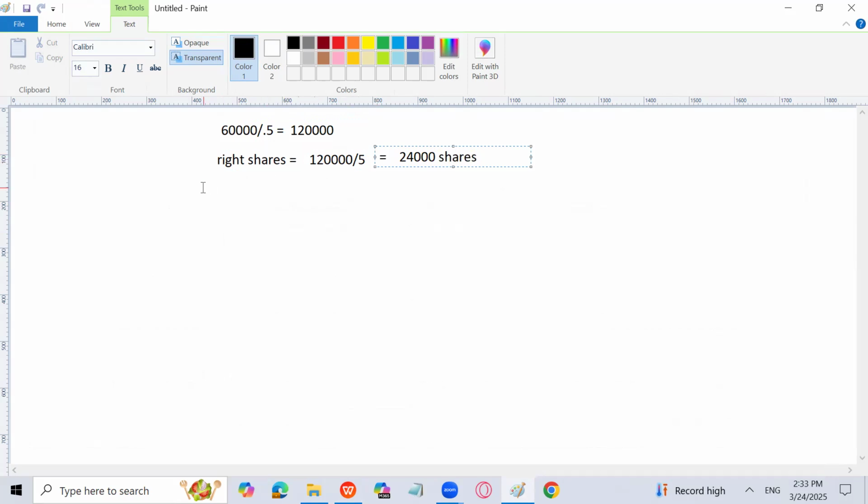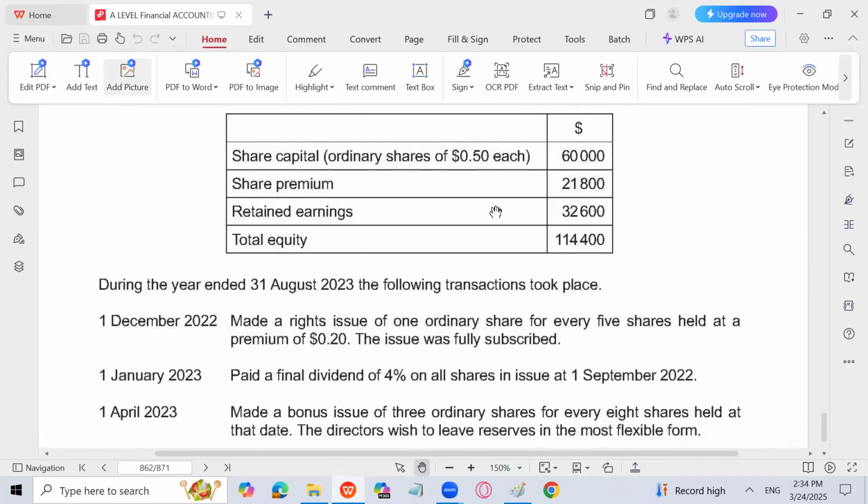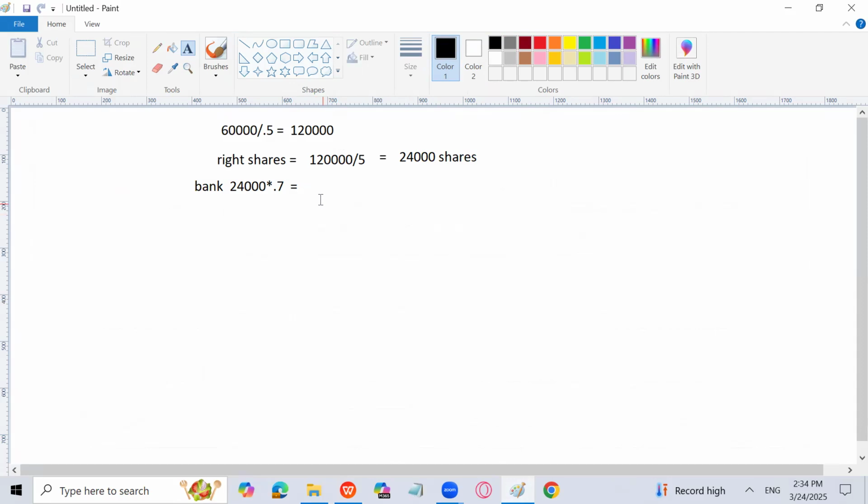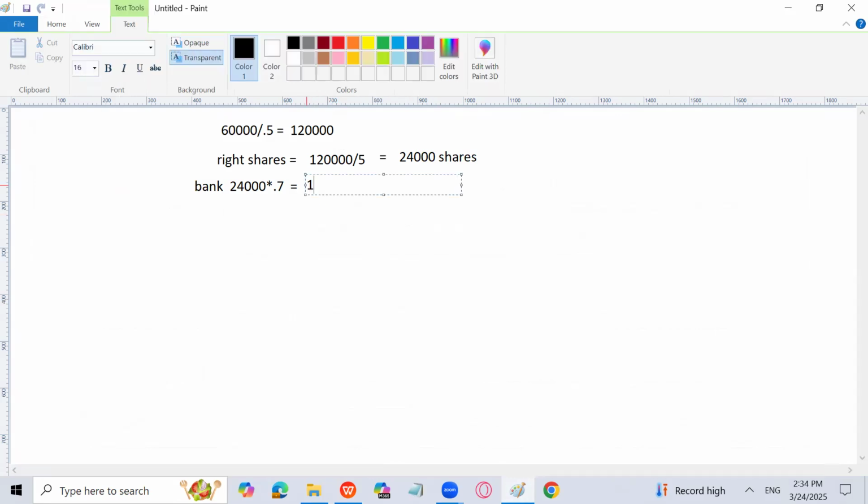Now I will pass the entry. The entry for the right shares: bank is going to be debited, 24,000 multiplied by the per share value. The face value of the share, the par value, is 0.5 and the right shares are issued at a premium of 0.2. So 0.5 plus 0.2, 0.7 is going to be the per share value. 24,000 into 0.7 is 16,800. Now, share capital is going to be credited.